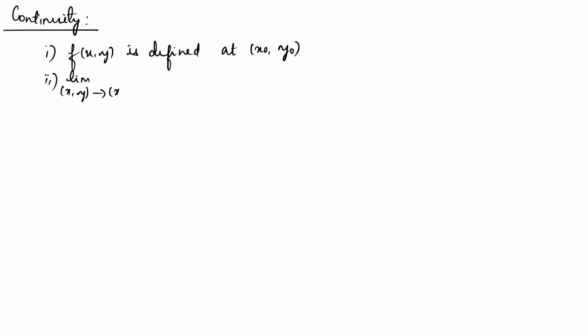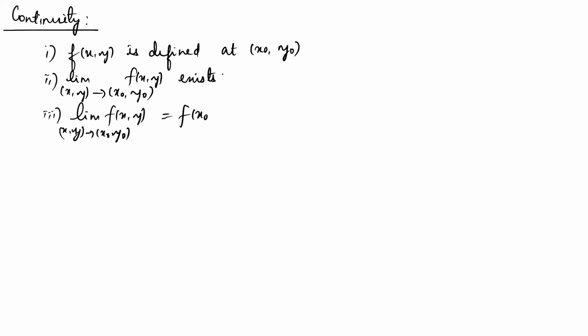The second condition is that the limit as (x, y) approaches (x naught, y naught) of this function has to exist. That is the second condition. And the third condition is that this limit as (x, y) approaches (x naught, y naught) has to be the same as f of (x naught, y naught). So if these three conditions are satisfied, then we shall say that f is continuous at (x naught, y naught).